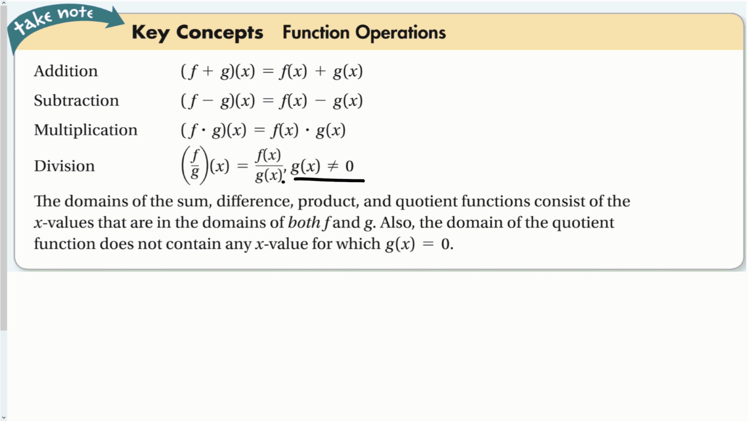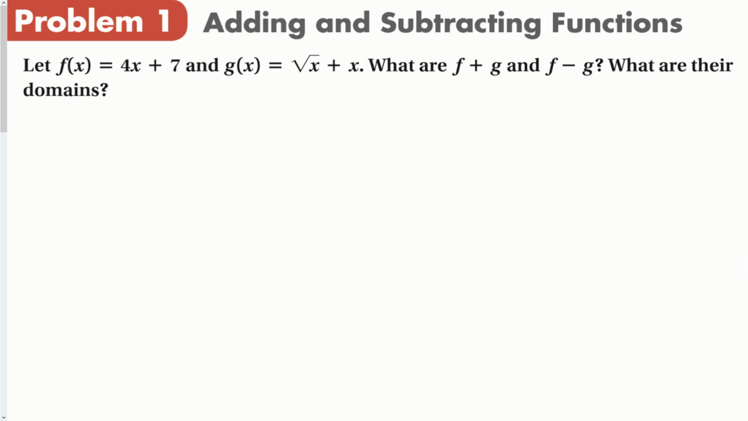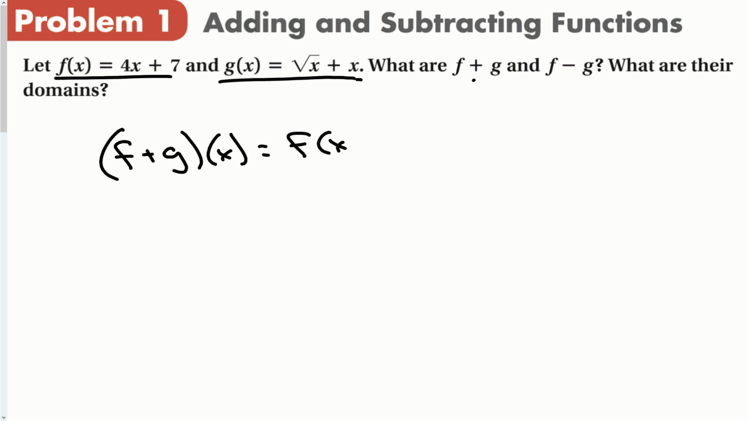All right, let's start with adding. So adding and subtracting functions. Here's f, here's g. Okay, what is f plus g? Let's do this first one first. So f plus g of x would just be the function for f of x plus the function for g of x. All right, well, what's the function for f of x? It's 4x plus 7 plus the function for g of x, the square root of x plus x.